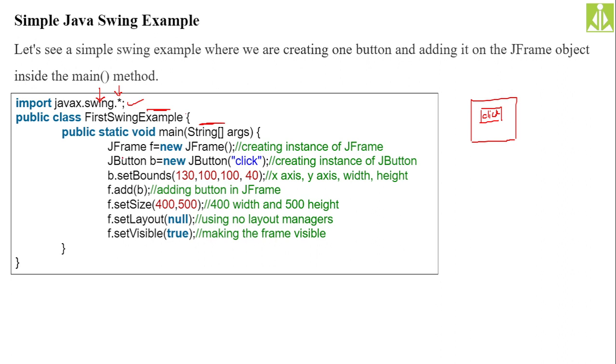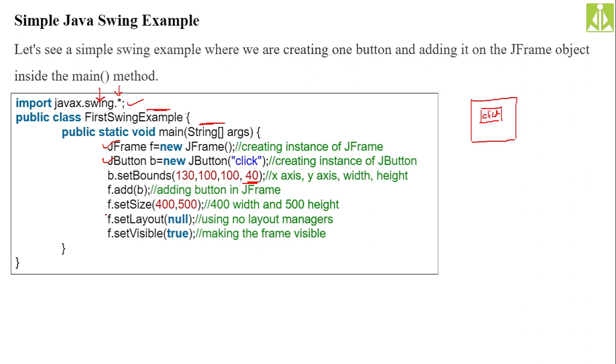Inside main I am creating the object of JFrame, because I am developing a Swing application, so all the J things I have to use over here. So I create a JFrame class object, and I create an object of the JButton class: JButton b = new JButton with the label Click. And for this button I am setting the boundaries, where exactly you want this button to be displayed: from top, bottom, left, right.